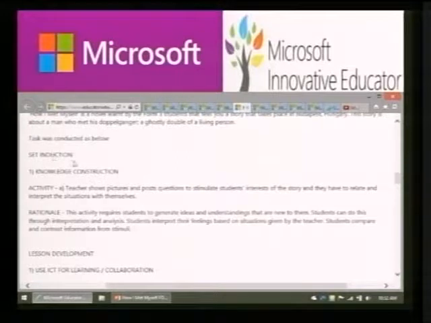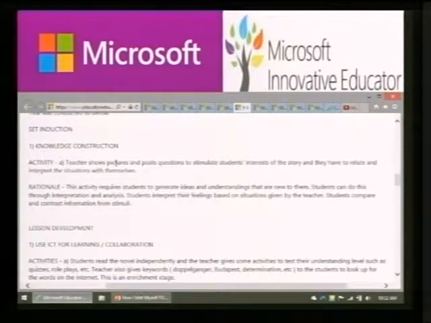The set induction is where I gave the students pictures. That is where I want the students to construct their knowledge. I give pictures like there are two persons with the same appearance, with the same features. Before that, let me introduce the story first.